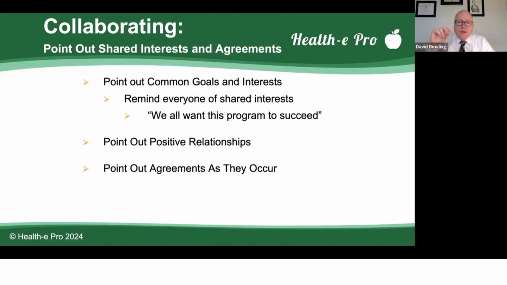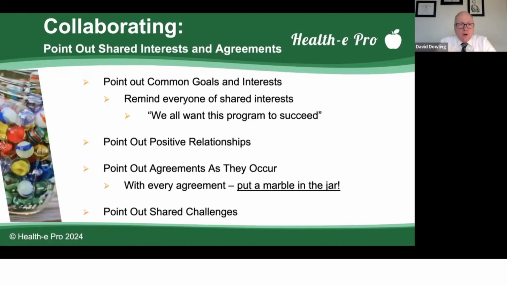When you're working with people, if you're in conflict, if you're far apart, small agreements might be happening in there. We might not be able to reach a full resolution, but what we want to do is build off of the positives, the small agreements that we've reached. And how do we do that? Well, we're going to put a marble in the jar with every agreement. And so let me just show you.